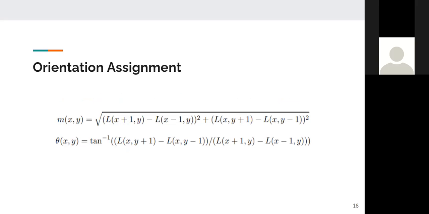Now, for each image sample at this scale, the gradient magnitude and orientation is pre-computed using the pixel differences as shown in the equation below. Next slide.